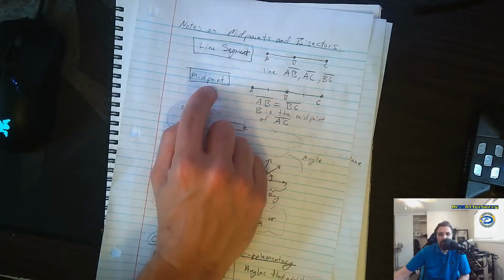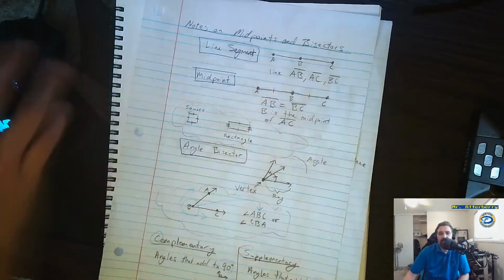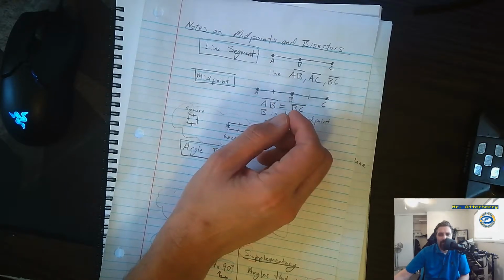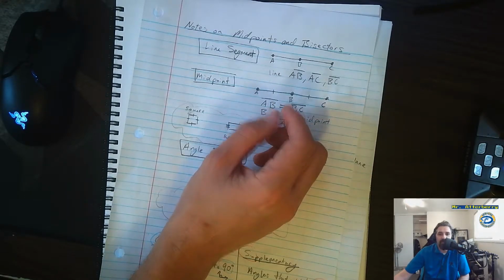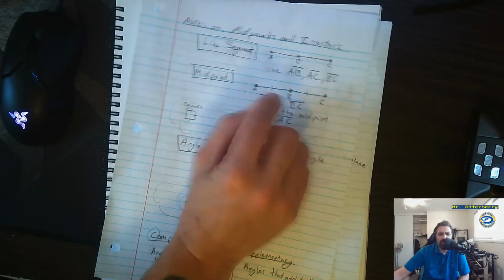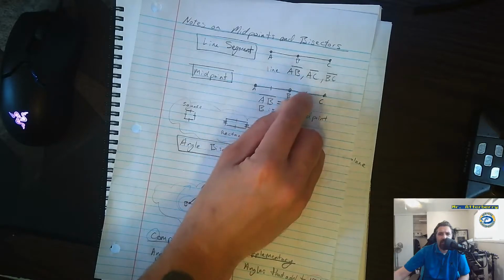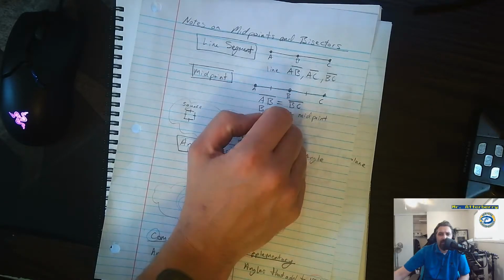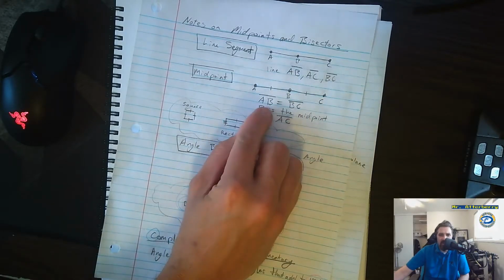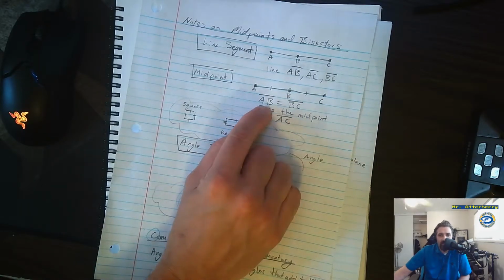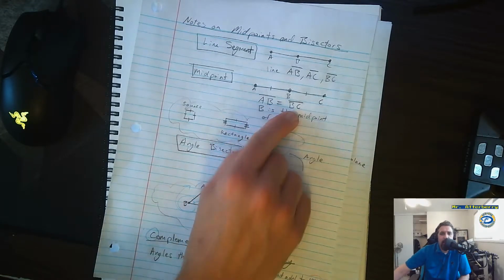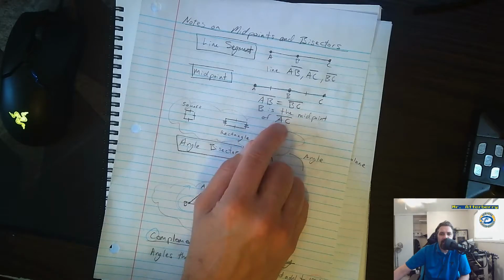Midpoint is when you have multiple parts to a line, and you have one specific point which cuts it right in half. So it puts this side equal to that side, and we use a little small slash to go down that line to show that this piece is equal to that piece. That AB, line segment AB, is equal to line segment BC. B is the midpoint of AC.